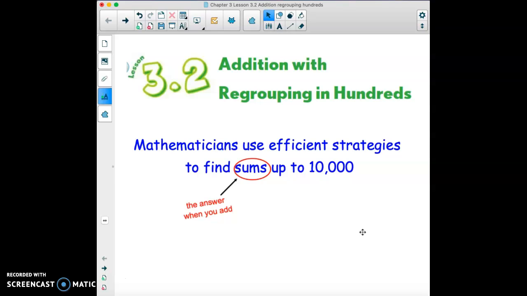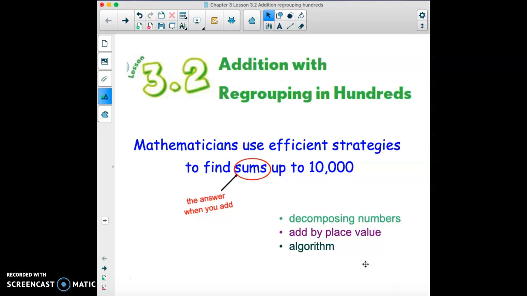Are you ready? Me too. I hope you were thinking about decomposing numbers, where we flexibly break numbers apart and put them back together in ways that help us. I hope you were also thinking about adding by place value, putting ones with ones and tens with tens and hundreds with hundreds and thousands with thousands. You might have been thinking about our new vocabulary word, the algorithm. The algorithm also is adding by place value, but remember, when you do an algorithm, you're using place value in a very specific way. You're following a series of steps and using certain rules. We'll talk more about that in this lesson.